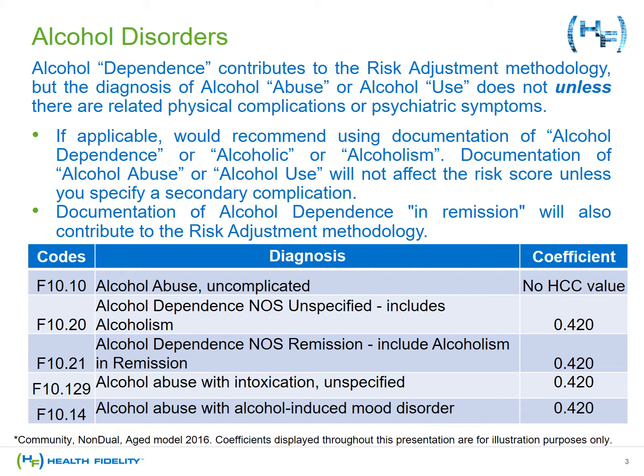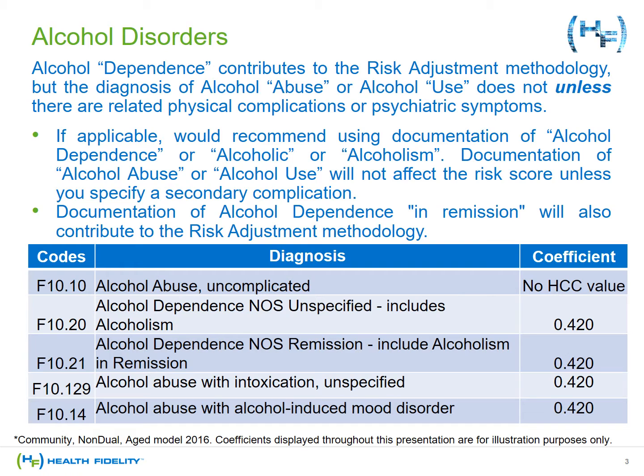Let's begin with alcohol disorders. The diagnosis of alcohol dependence will contribute a coefficient to the risk score, but the diagnosis of alcohol abuse or alcohol use will not unless there are any related physical or psychiatric complications. So if applicable to your patient, I would recommend using documentation of alcohol dependence or that the patient is an alcoholic or has alcoholism. Documentation of alcohol abuse or alcohol use will not affect the risk score unless you specify a secondary complication. Documentation of alcohol dependence in remission will also contribute to the risk score.